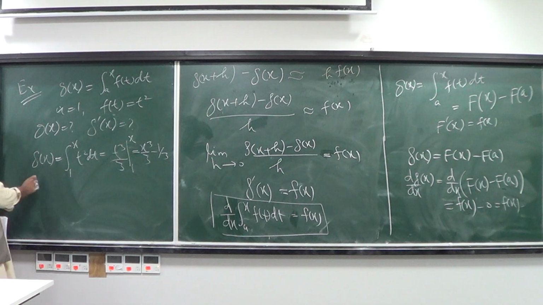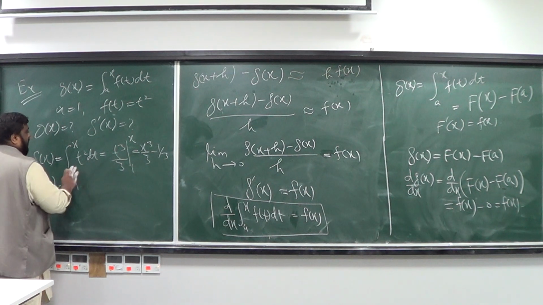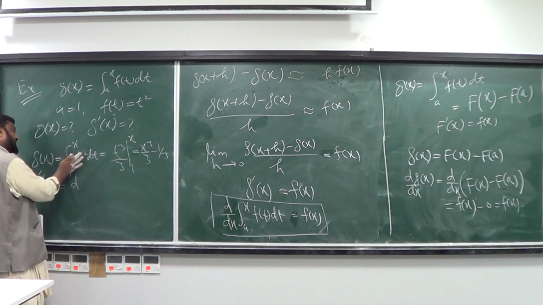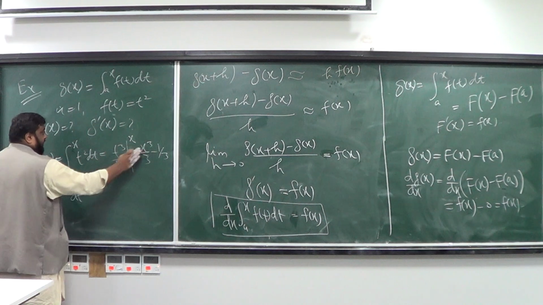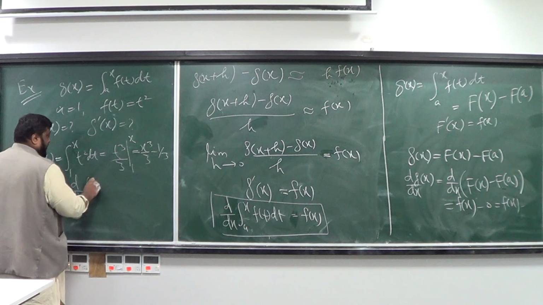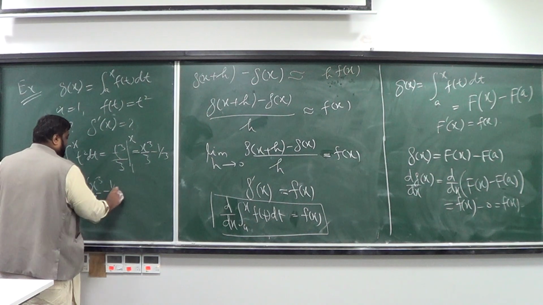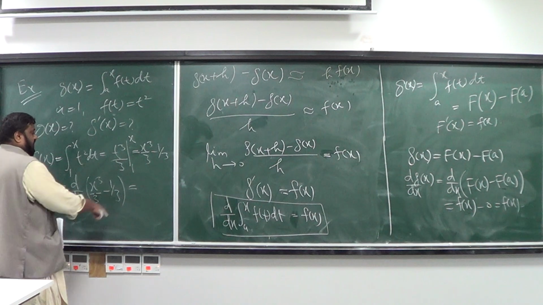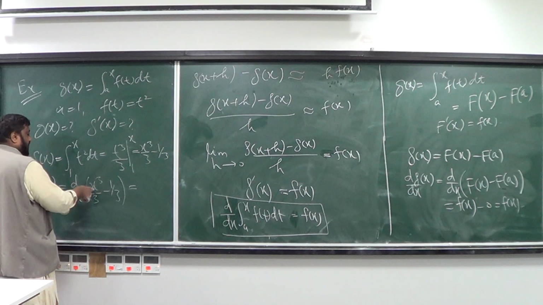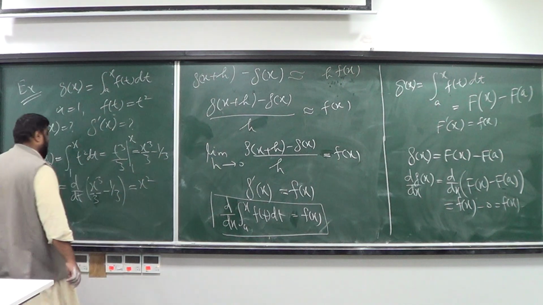And then what would be the g prime of x? The g prime of x can be treated as the derivative of this integral, but this integral is a function of x, so you can differentiate it. The derivative of 1/3 is going to be 0, and the derivative of x cubed over 3 is going to be 3x squared over 3, so you're going to get x squared.